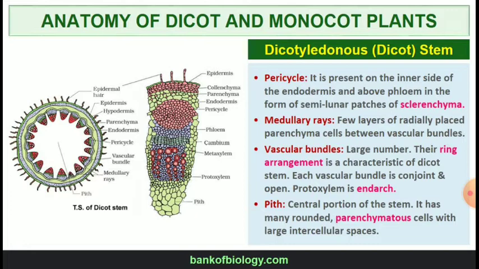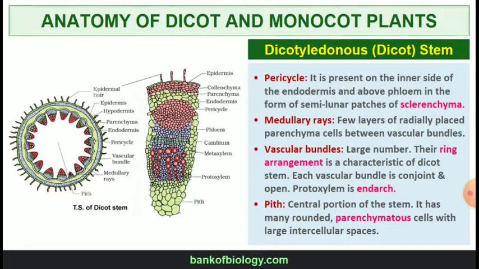And vascular bundles are large in number, that is more in number, and they are going to have a ring arrangement. Remember this, they are going to be arranged in a ring manner, surrounding, and this is a characteristic feature only of the dicot stem. Each vascular bundle is going to be of conjoint and open type because it has cambium cells in between. Protoxylem is going to be of the endarch type, meaning the protoxylem is towards the pith, whereas the metaxylem, the later formed elements, are towards the periphery.